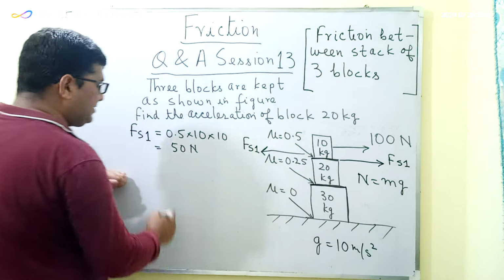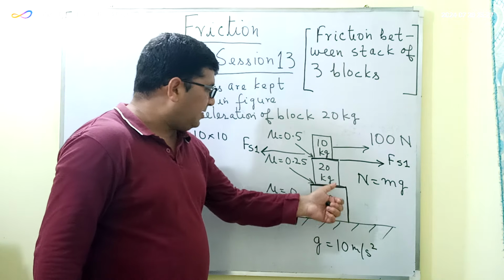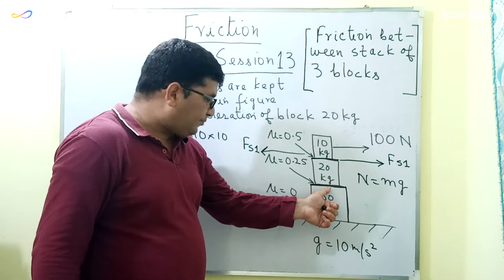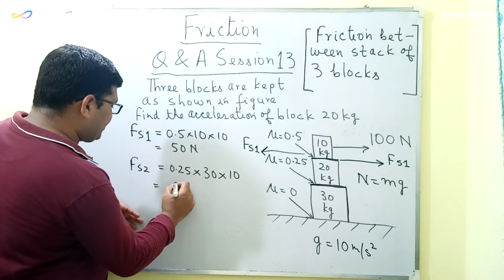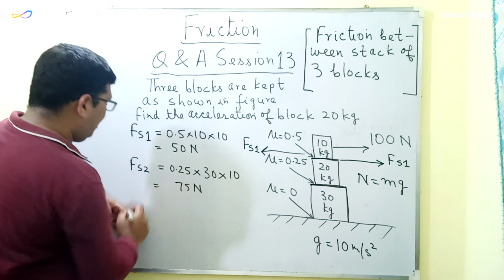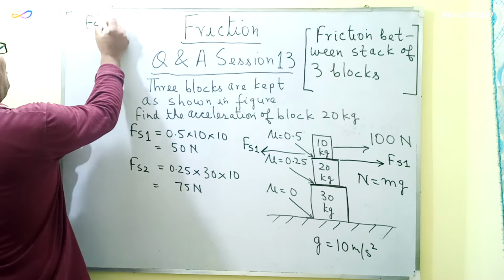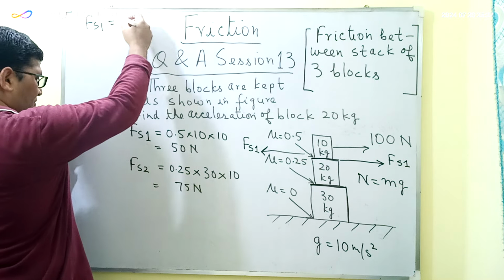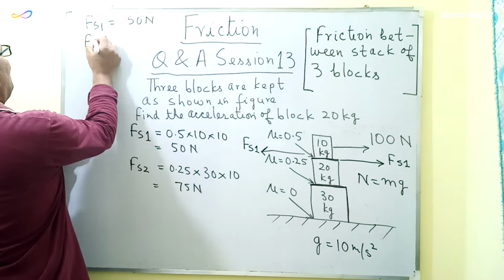This will be equal to 0.25. Now in this case the normal reaction, as you know, is equal to m into g. So for this interface the value of m will be equal to 20 plus 10, that is equal to 30, and the value of g is 10, so this is equal to 75 newtons. So the value of the force of friction, that is Fs1, is equal to 50 newtons, and the value of the force of friction, that is Fs2, is equal to 70 newtons.